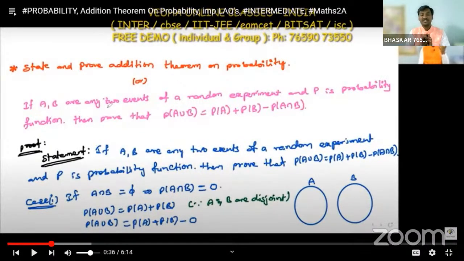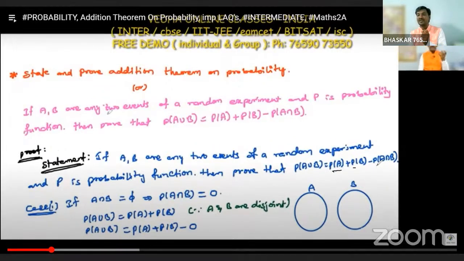What is the statement? If the statement is not given, we have to write it. If A and B are two events of a random experiment and P is the probability function, then prove that probability of A union B is equal to probability of A plus probability of B minus probability of A intersection B. After writing the statement, we have to prove this theorem.